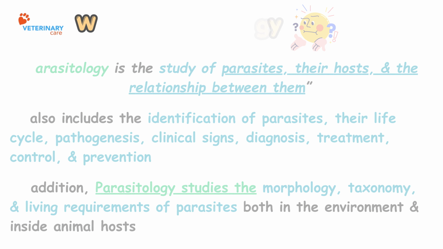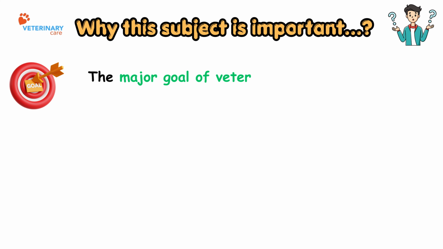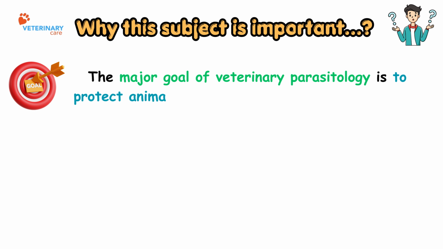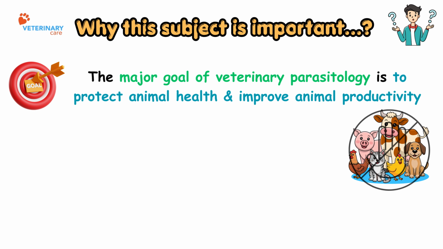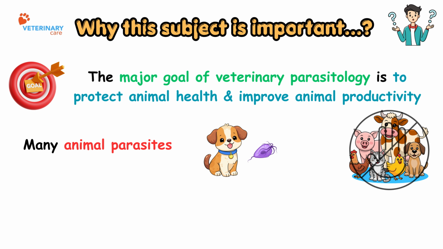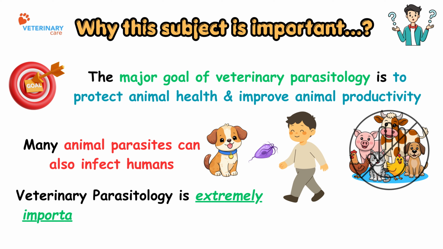Now let us understand why this subject is important. The major goal of veterinary parasitology is to protect animal health and improve animal productivity. But this field is not limited to animals only. Many animal parasites can also infect humans. Because of this, veterinary parasitology is extremely important for public health as well.